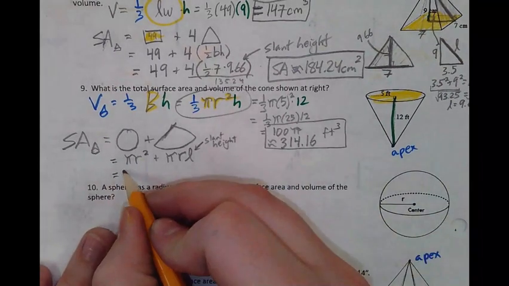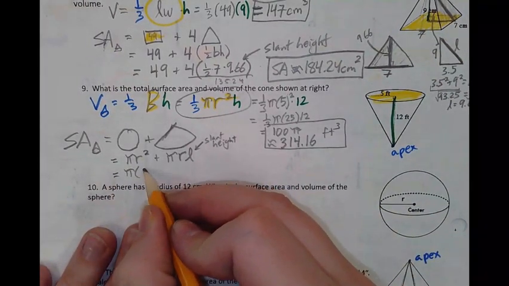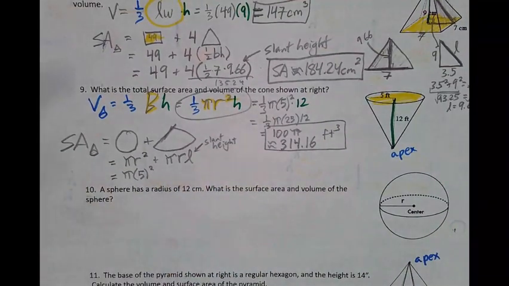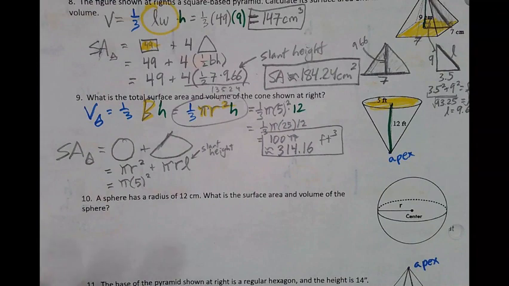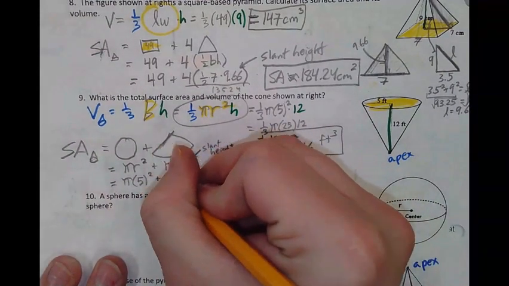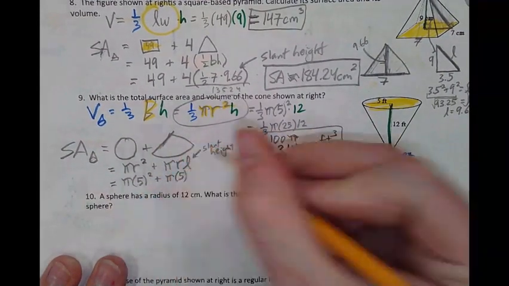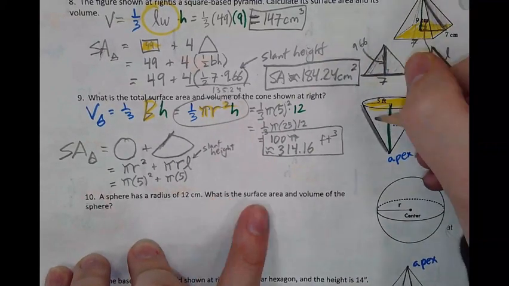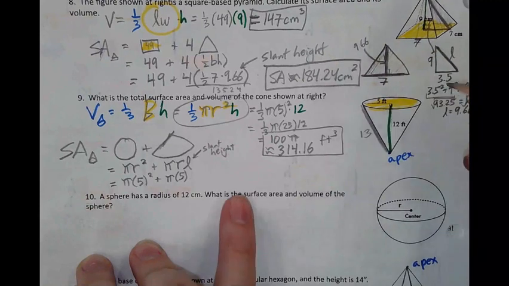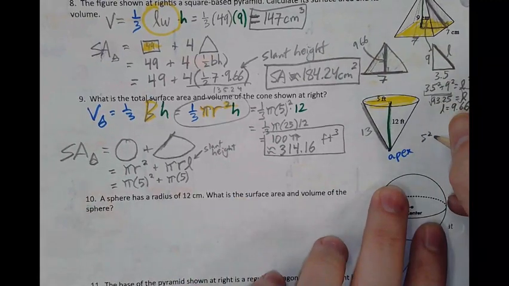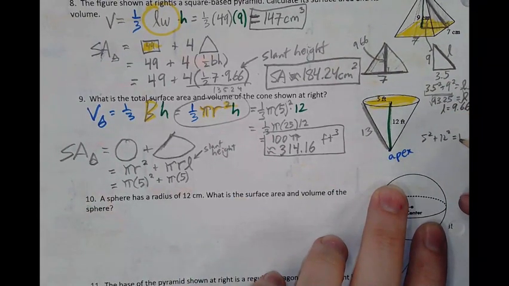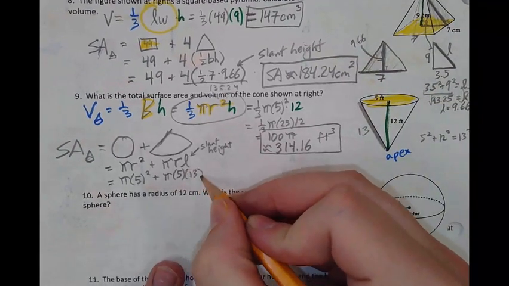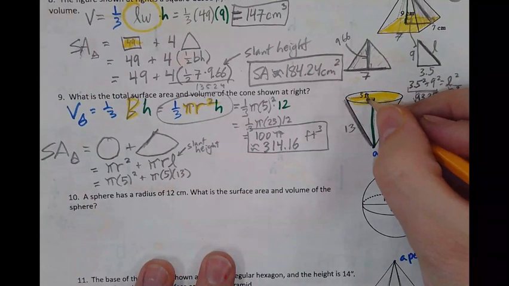Using our formula, we're going to get pi times 5 squared plus pi times 5 times the slant height. Uh-oh, we need the slant height. The slant height is a 5, 12, 13. So 5 squared plus 12 squared equals 13 squared. We can go ahead and figure out the slant height is 13. Pythagorean theorem.